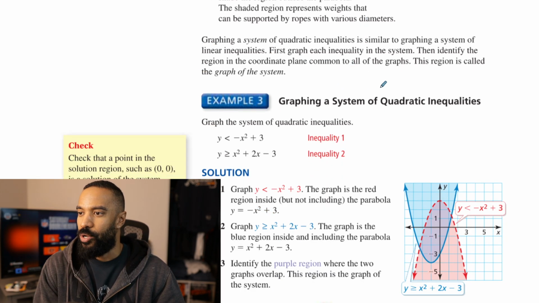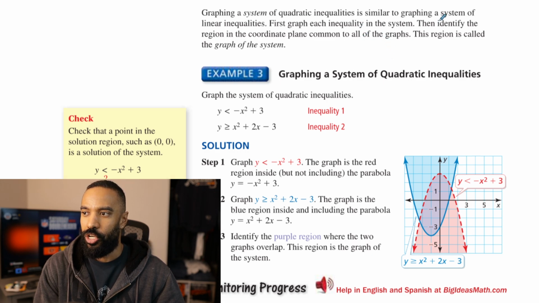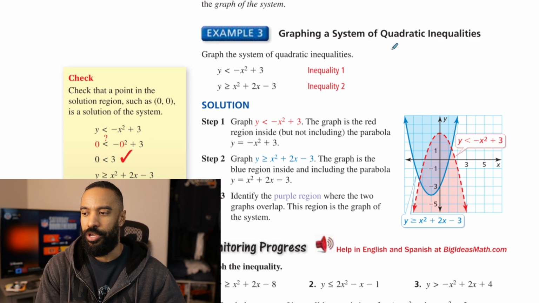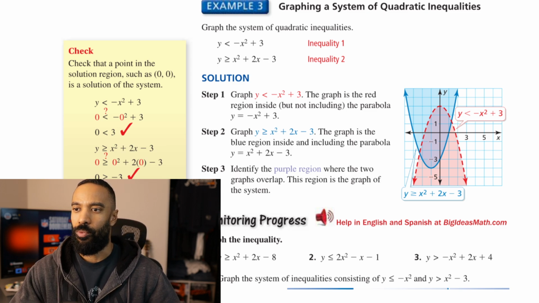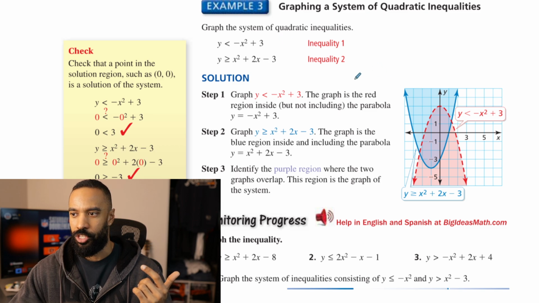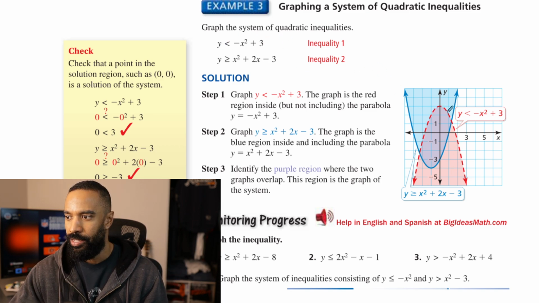Graphing a system of quadratic inequalities is similar to graphing a system of linear inequalities. You graph each inequality and then you identify the region common to them. That's what I will call the overlapping shaded region. So right here, these two graphs, here's the example. They graph this one here. This must be the one in red right there.